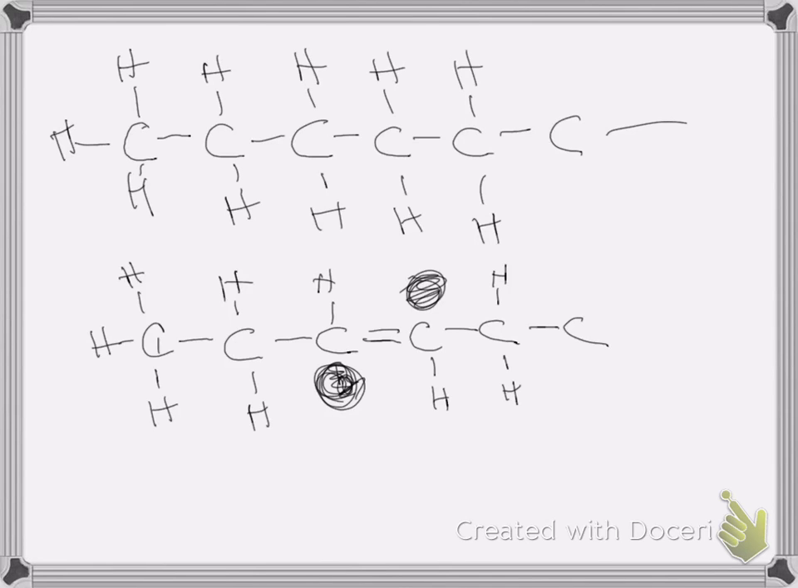If it has only 1, we call it monounsaturated. What if it has a bunch of them? That's polyunsaturated. And that has 2 effects. One is on the shape of the molecule, and the other is on how many calories it is.